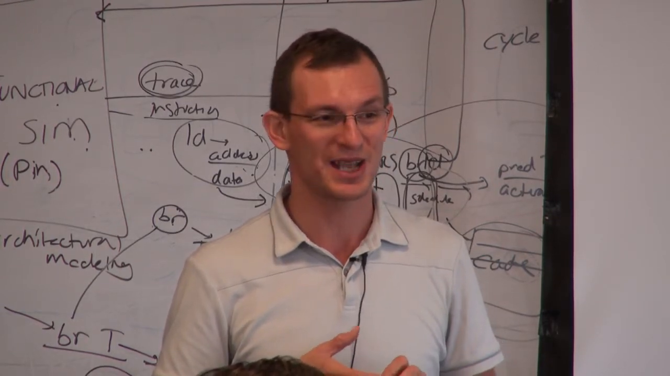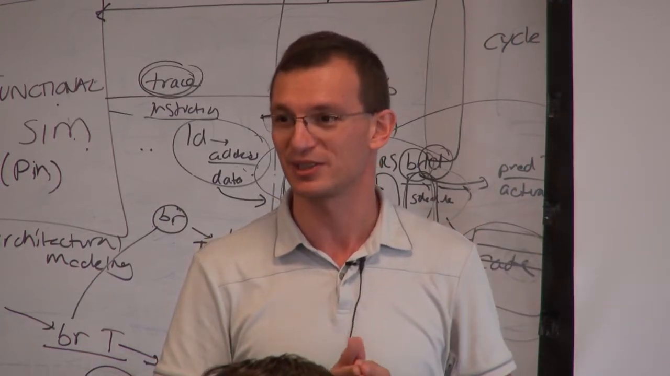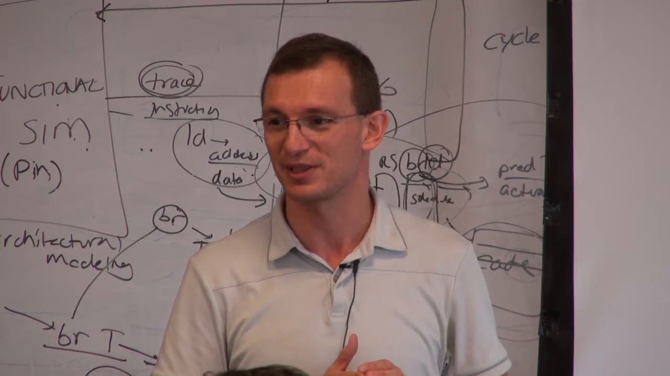So a lot of the machines today are von Neumann model at the architectural level and data flow at the microarchitectural level. They use data flow principles to extract parallelism.